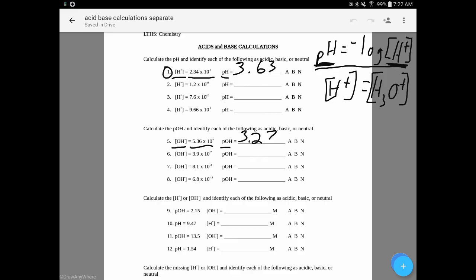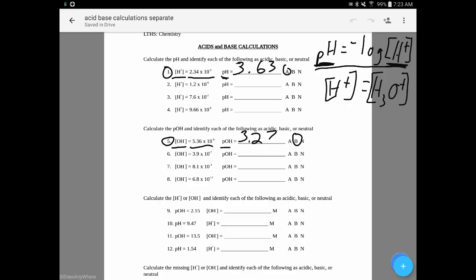Now, this one up here for number 1, this is pH, and the scale is from 1 to 14. Since this is less than 7 and it's pH, that means this is an acidic solution. Now this one down here, we're calculating pOH, which is the inverse of the pH. So if we are less than 7 in pH, it's acidic. If we are less than 7 in pOH, it's basic.